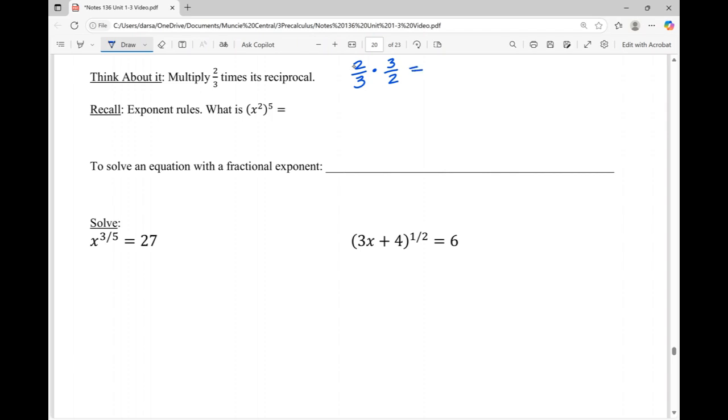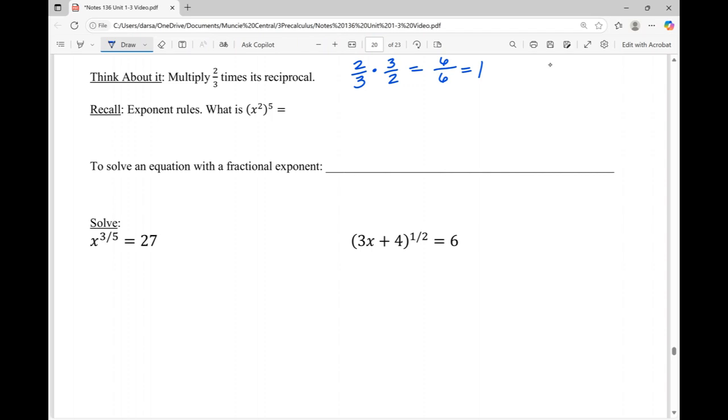What if we multiply the fraction 2/3 by its reciprocal? What do we get? Well, multiplying fractions, we multiply the top with the top. 2 times 3 is 6. We multiply the bottom with the bottom. 3 times 2 is 6. And what is 6 divided by 6? That's 1. So if I multiply 2/3 by its reciprocal, I get 1.